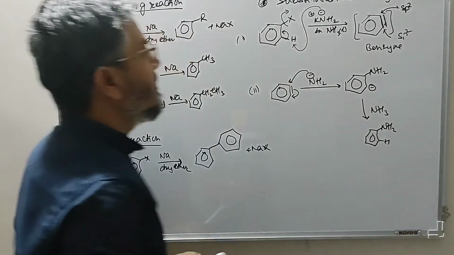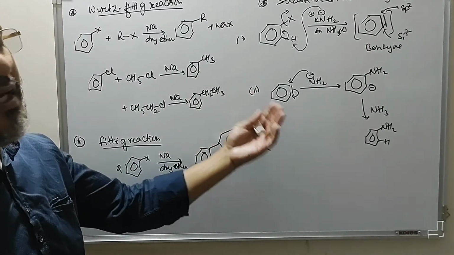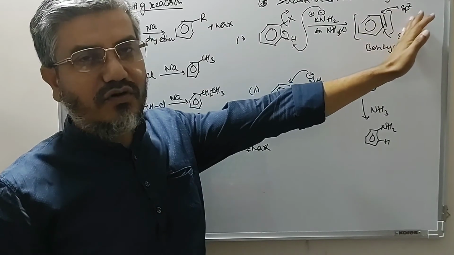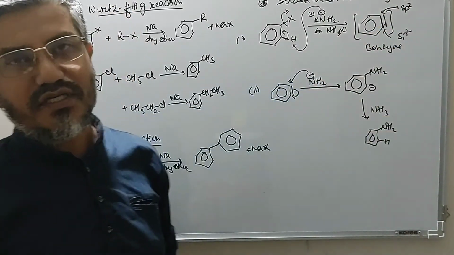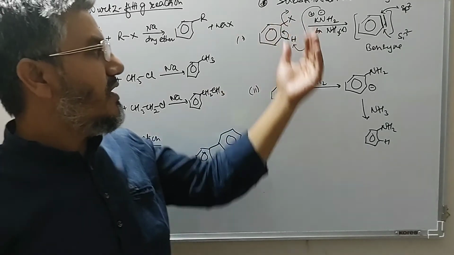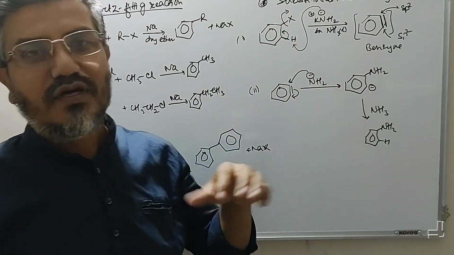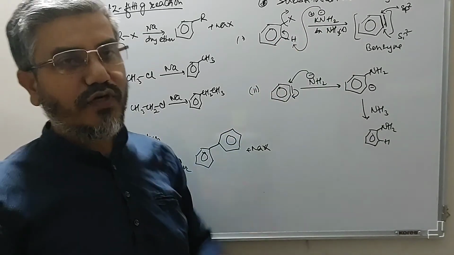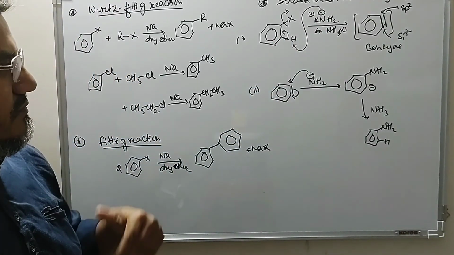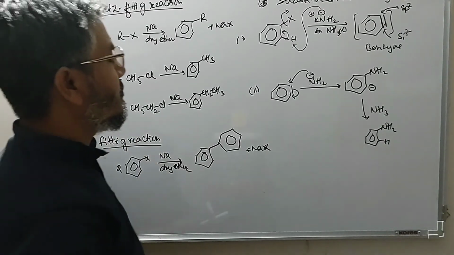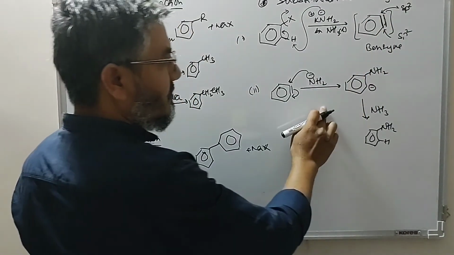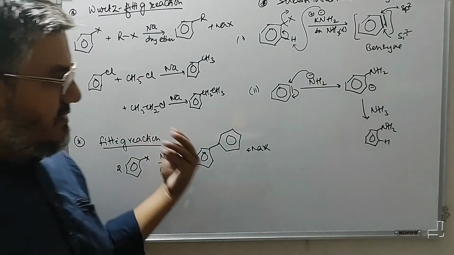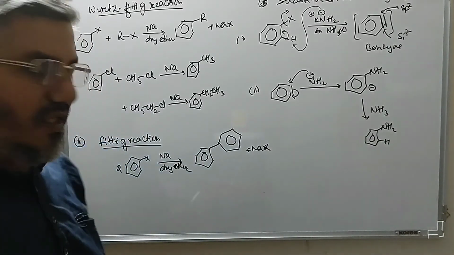So we have looked at this. This is also substitution, but this reaction proceeds via formation of a benzyne intermediate. For this, normally the reaction is carried out in presence of potassium amide or sodium amide, which is a very strong base, in presence of liquid ammonia. So this mechanism is also known as elimination followed by addition. In the first step there is elimination of HX, and in the second step there is addition of ammonia.